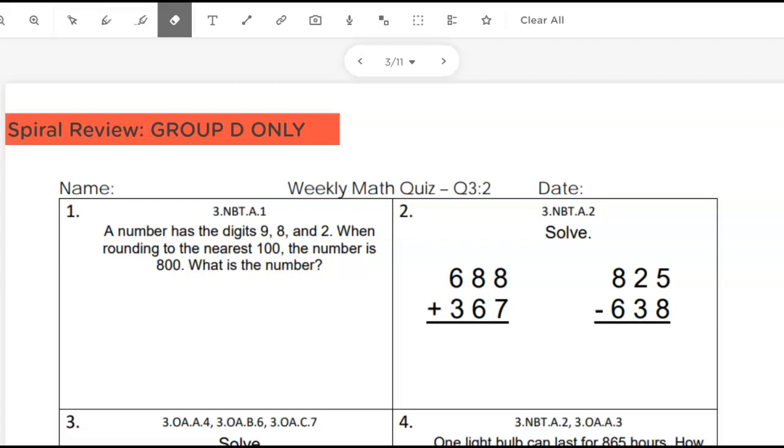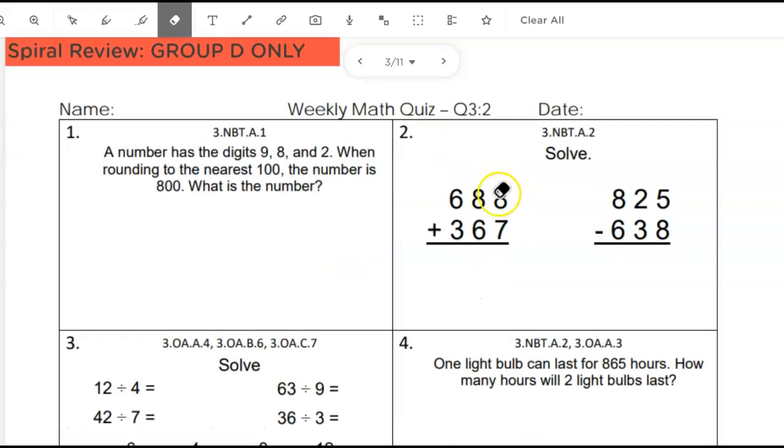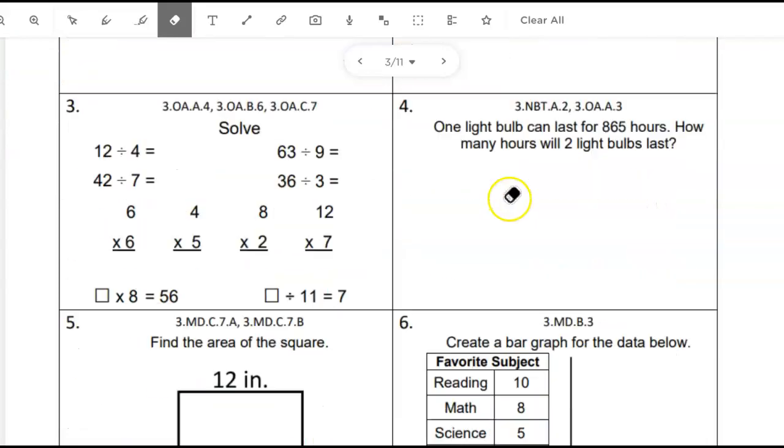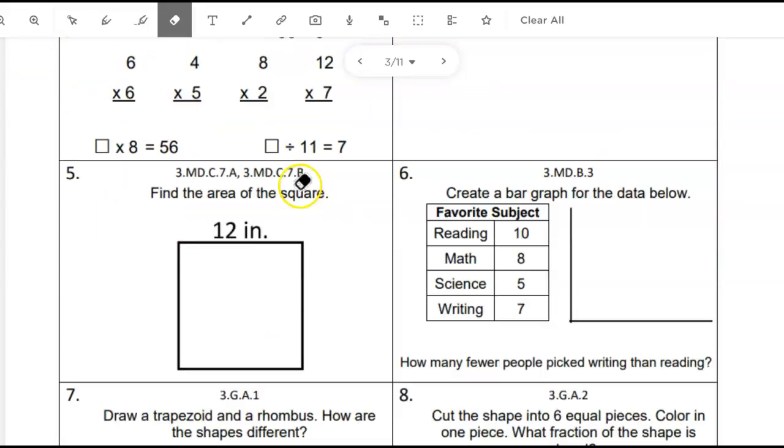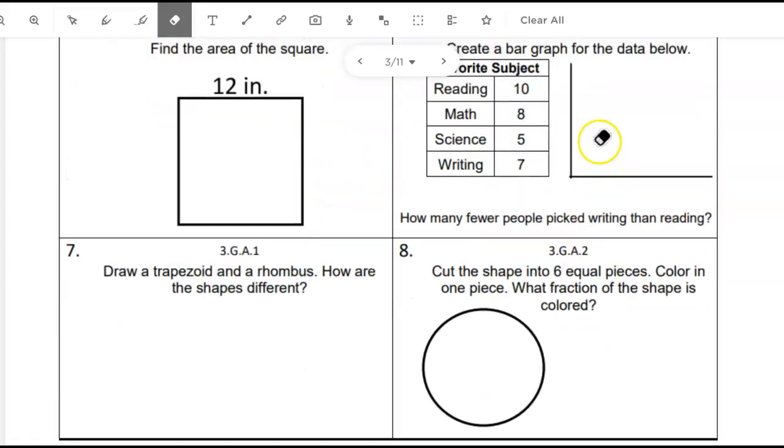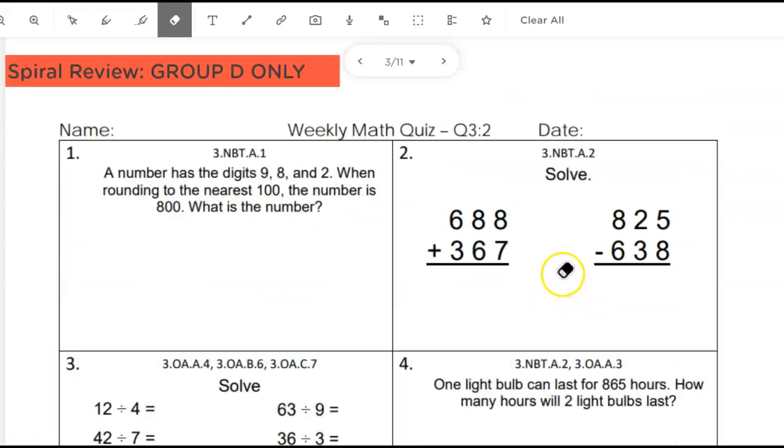Hello third grade and welcome to our spiral review for this week. We're going to be reviewing addition, some multiplication and division, and different types of graphs. Let's go ahead and begin.